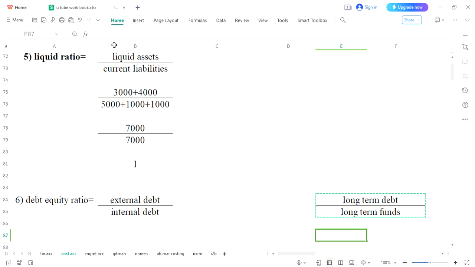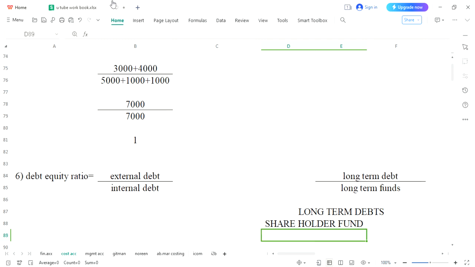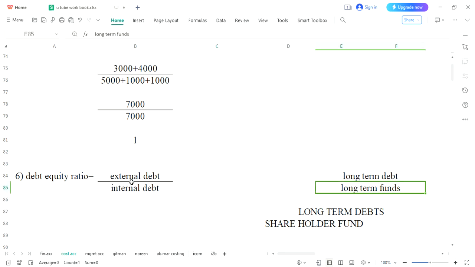All right, for that we need long-term debts, and it would be divided by shareholder fund. Okay guys, so we have our question here. There are three formulas: external debt over internal debt, long-term debt over long-term fund, long-term debt over shareholder fund.